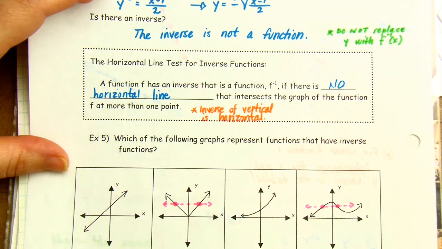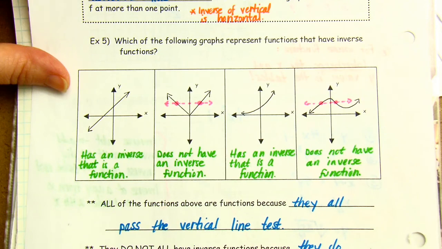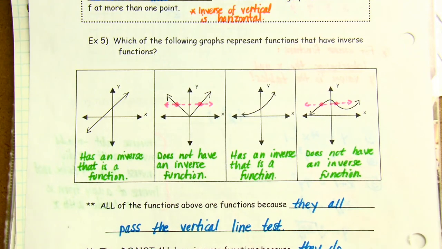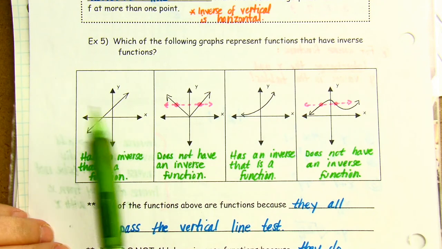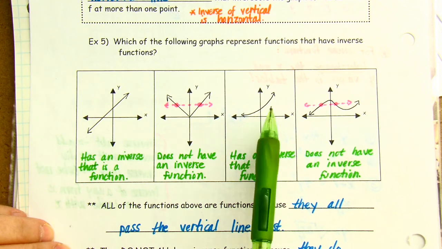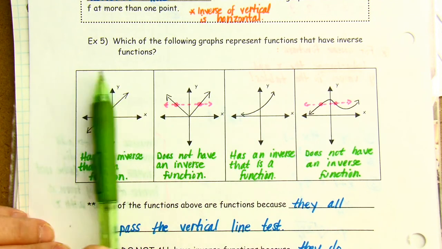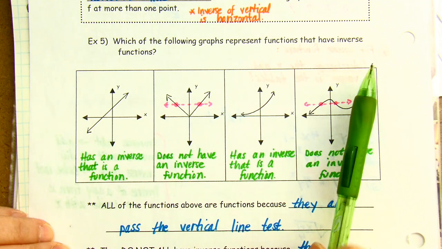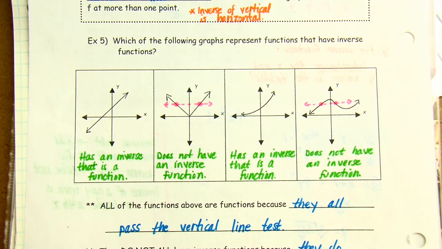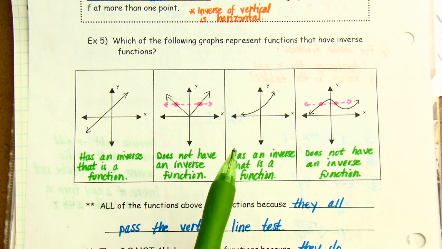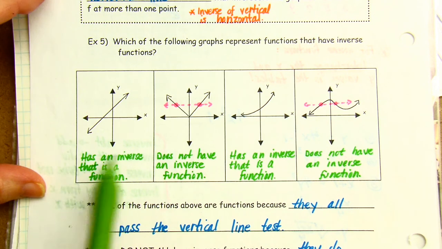All right, so I'm looking at these graphs right here. I know this is a function, this is a function, this is a function, and this is a function. They're all functions because they all pass the vertical line test. But they're not all functions whose inverses are functions because they do not all pass the horizontal line test. Okay, this one has an inverse that is a function.